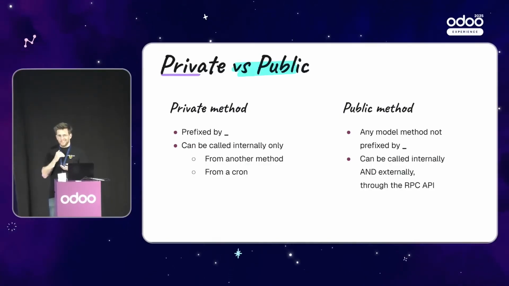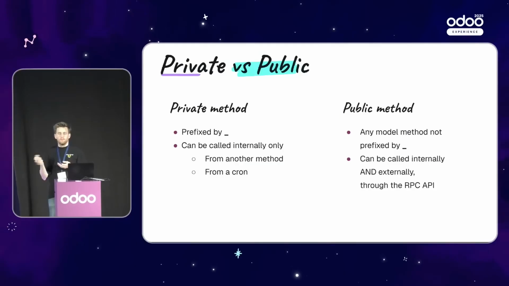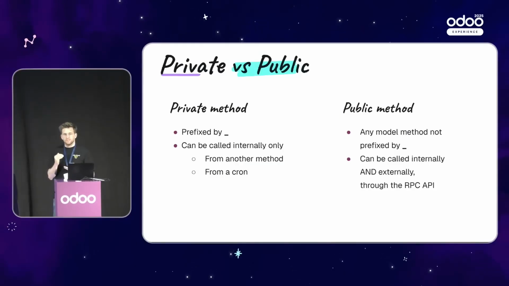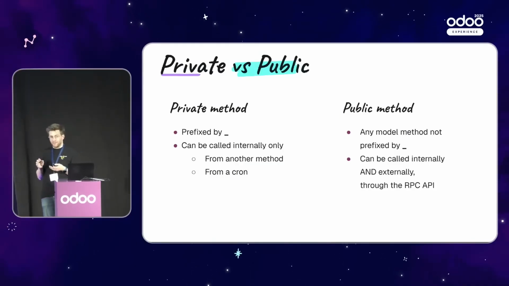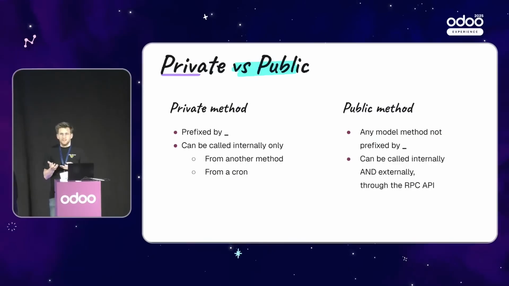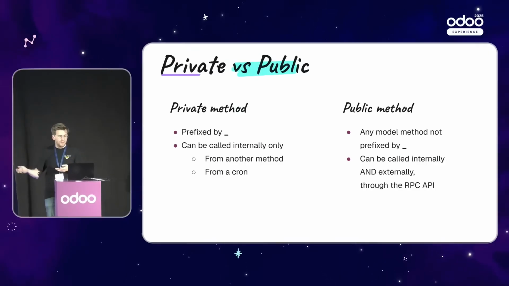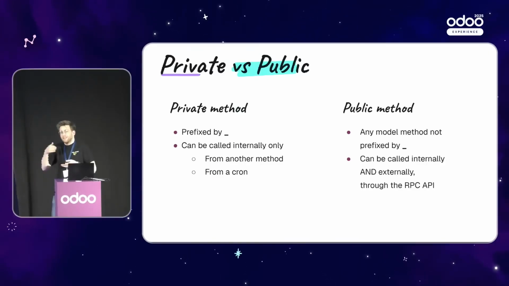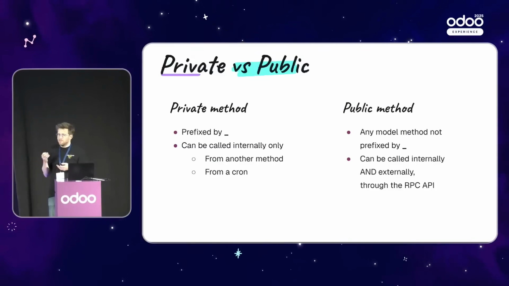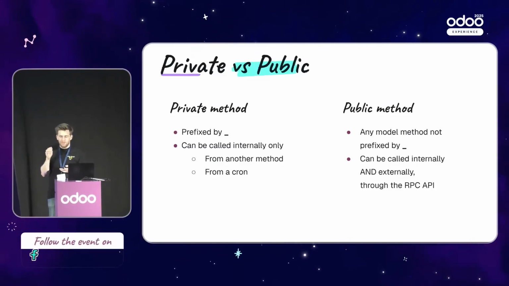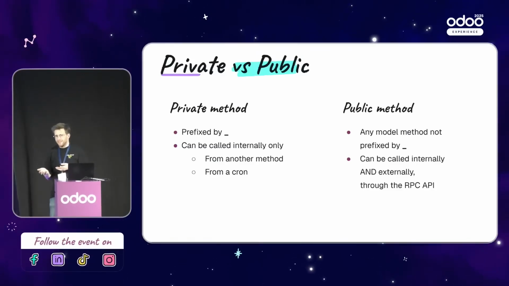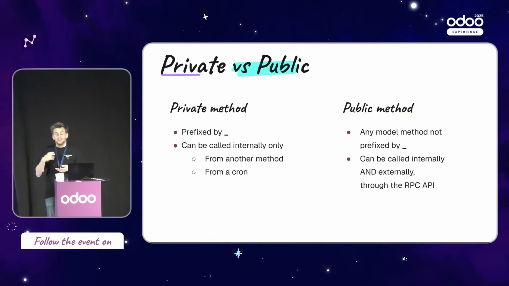And so the rule here is that when you are designing a new model, when you are creating new methods on your models, you should always prefix them with an underscore, always, without even thinking. And when you need to make it public, because you need to use it in the web client or through the XML RPC API for an integration outside of Odoo, then you remove the underscore. And when you remove the underscore, you say, okay, I'm doing that because I will make that method public, so I need to pay attention to what that method contains.